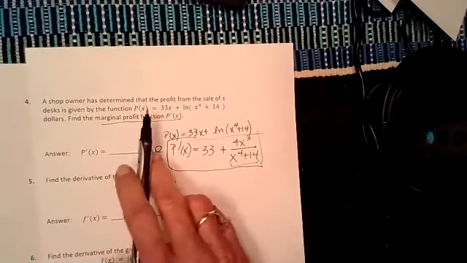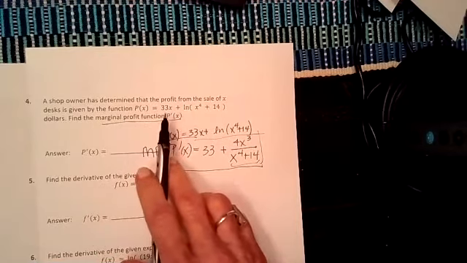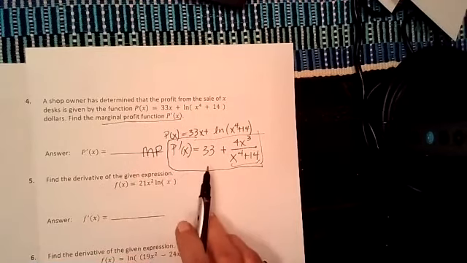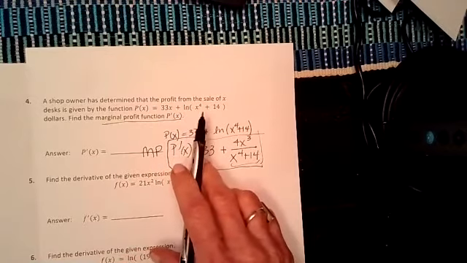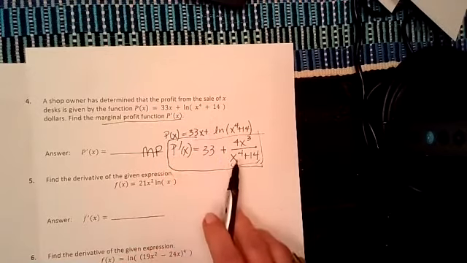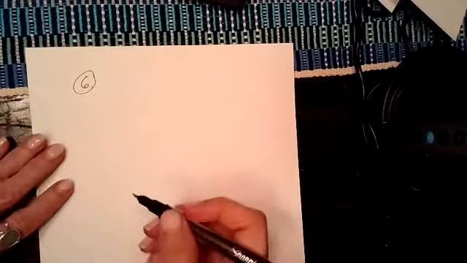It was given the profit function, find the marginal profit. So we took the derivative of 33x, which was 33. We took the plus, so we just add the derivatives. It was the derivative 4x cubed over x to the 4 plus 14. Okay. All right. So we did 5, and now we're going to do 6.